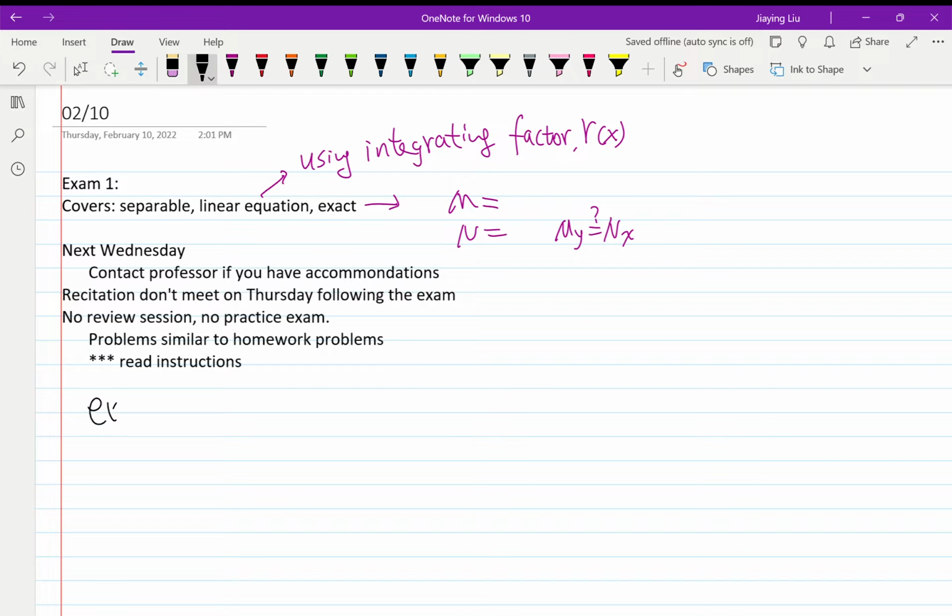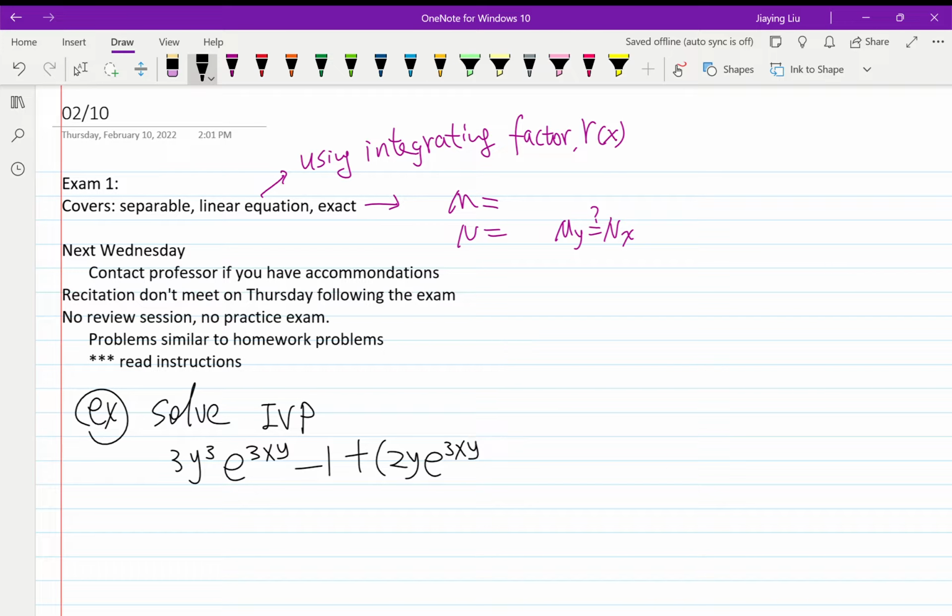So the first example I have is we're going to solve this exact equation with initial condition: (3y^3 e^(3xy) - 1) + (2y e^(3xy) + 3xy^2 e^(3xy)) dy/dx = 0. There's a lot of x's and y's here. It looks complicated. We're just going to follow the procedure step by step. Hopefully it's not that bad. With the initial condition, y(0) = 1.